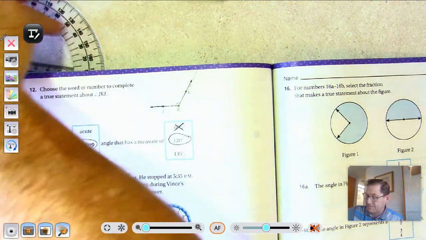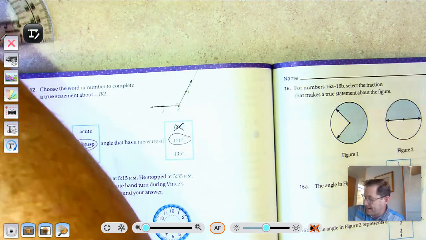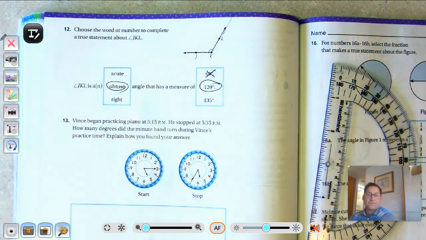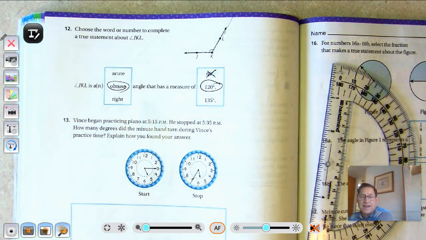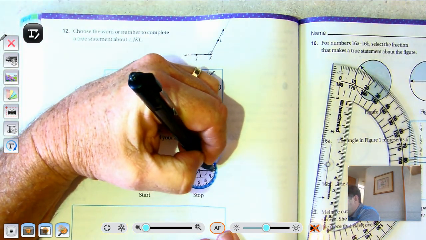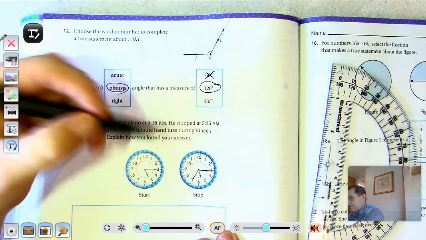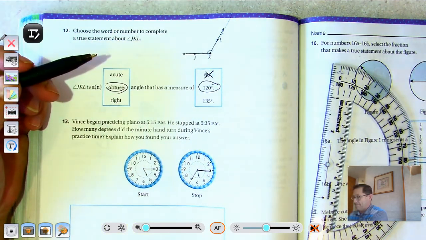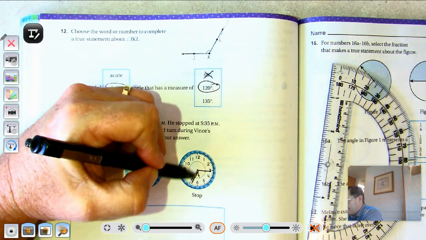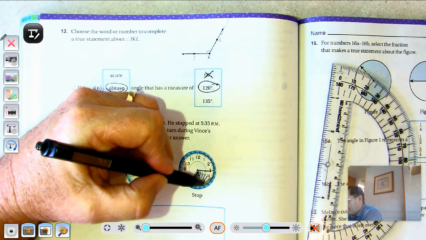Vince began practicing piano at 5:15 p.m. He stopped at 5:35 p.m. How many degrees did the minute hand turn during Vince's practice time? Explain how you found your answer. Okay, so it started at 5:15 and ended at 5:35.